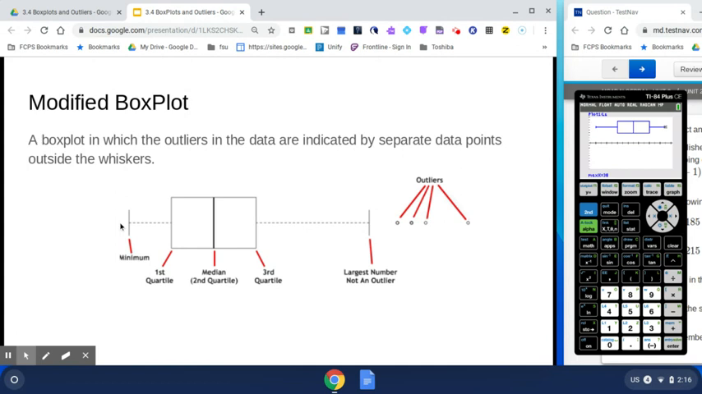We could also have a low outlier. There would be separate points below the minimum, and then the new minimum would become the smallest value, again, not considered an outlier.